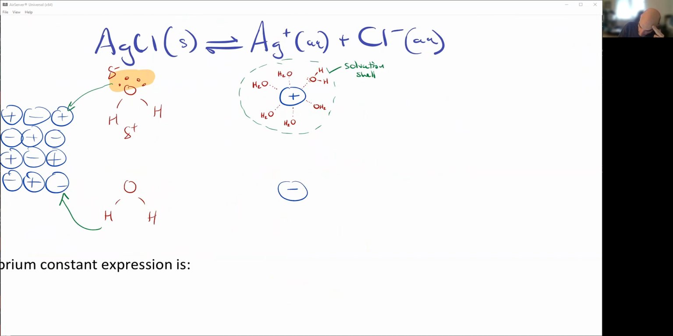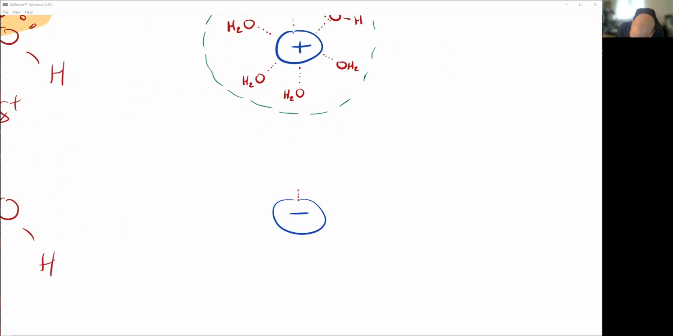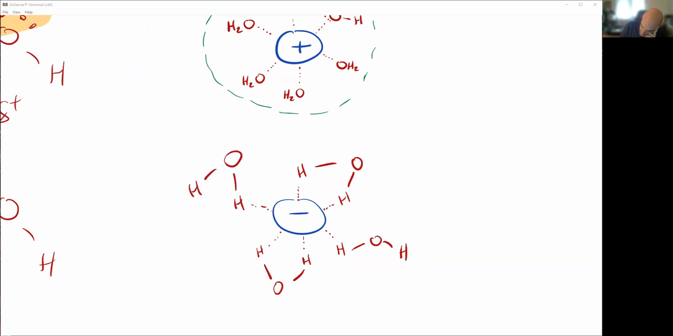So for the negative ion, instead of being pulled off by the oxygen, it is going to be pulled off by the hydrogens, because that's the positive portion of the water. And by the way, typically you're going to see six things attached, because it forms an octahedron. Sometimes those hydrogens are from the same water, sometimes they're from different waters, but ultimately you end up with some version of this. And again, this one also has a solvation shell as well.